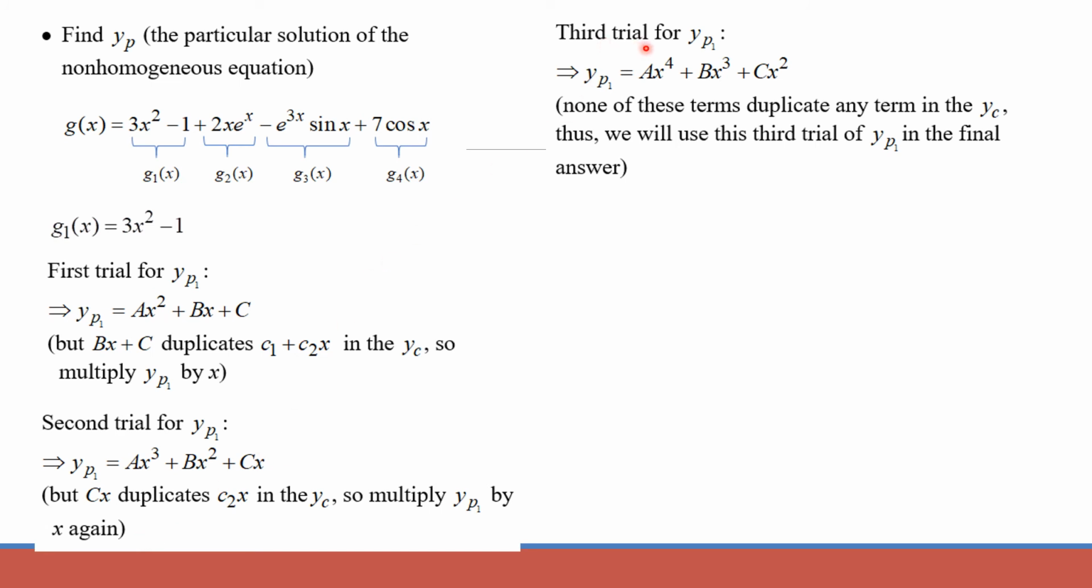So this is the third trial for yp1. We multiply ax cubed by x, bx squared by x, cx by x, and we'll get ax to the fourth plus bx cubed plus cx squared. So this is the form of the yp1. Once we have multiplied everything by x, we notice that none of these terms duplicate any term in the yc. And therefore we are satisfied that this should be the form of the yp that we are going to use in the final answer. So I tick this one, that means you're going to take this form of the yp1.